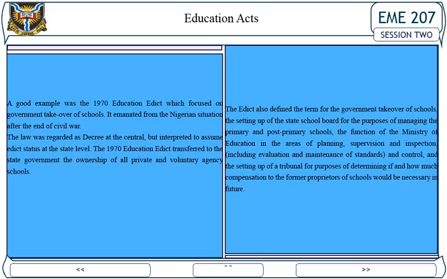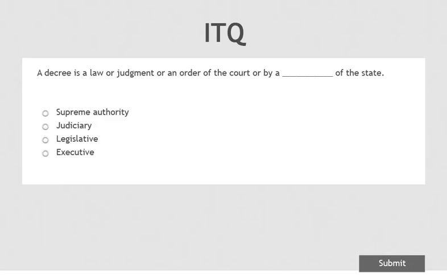The edict also defined the terms for the government takeover of schools, the setting up of the state school board for the purposes of managing the primary and post-primary schools, the function of the Ministry of Education in the areas of planning, supervision and inspection, including evaluation and maintenance of standards and control, and the setting up of a tribunal for purposes of determining if and how much compensation to the former proprietors of schools will be necessary in future.